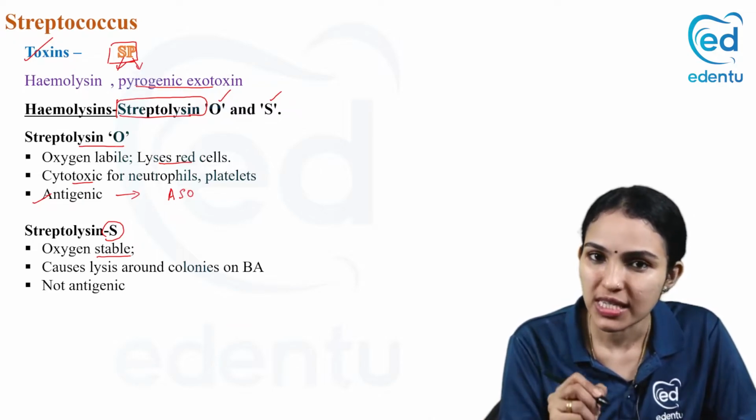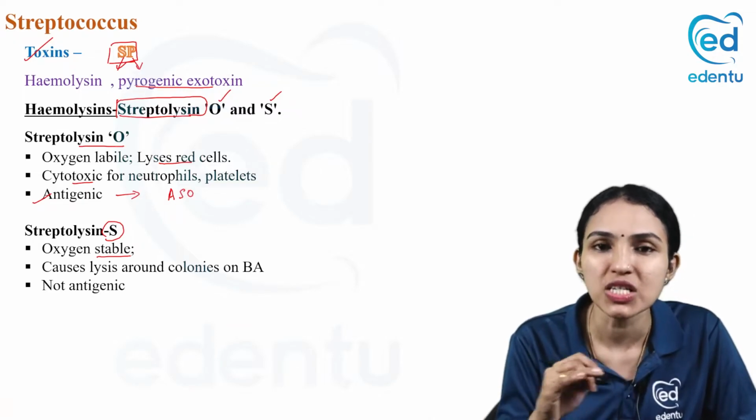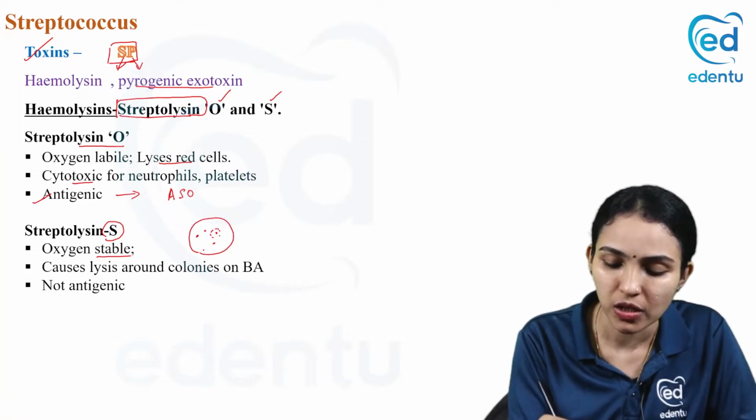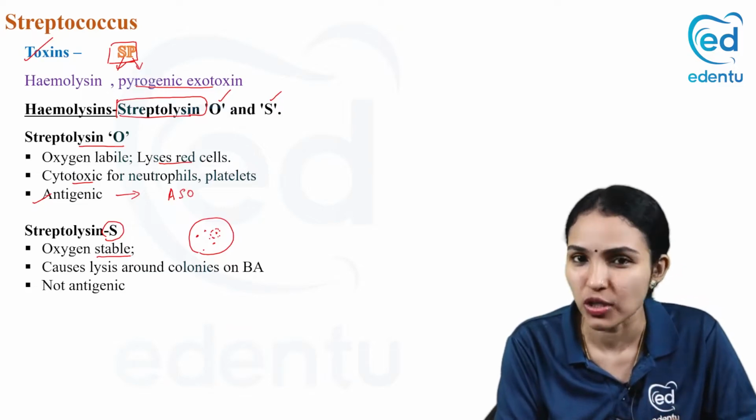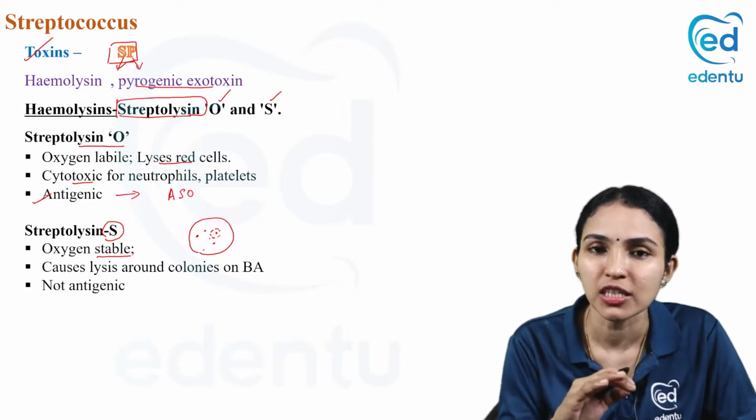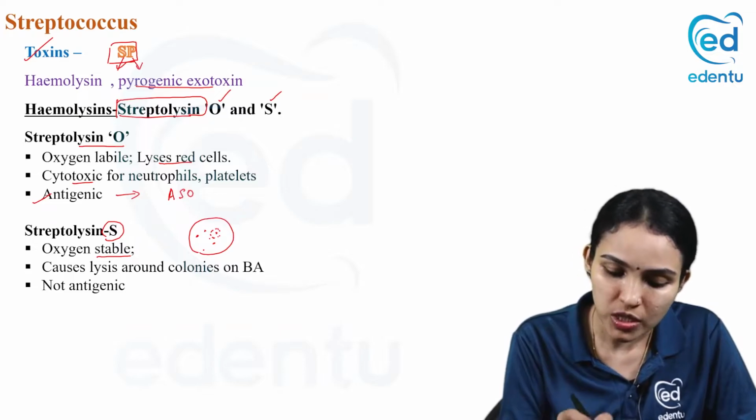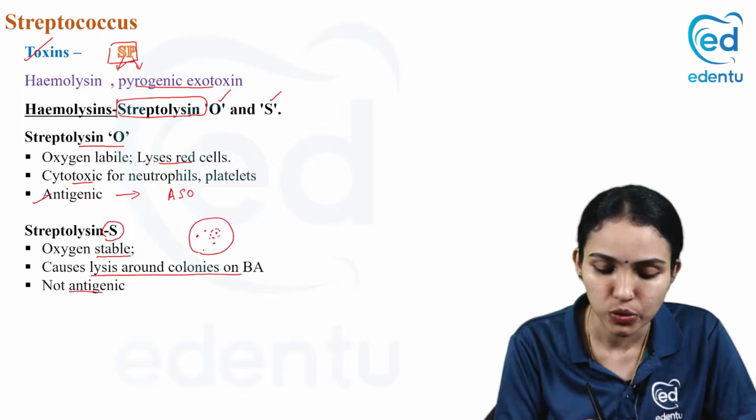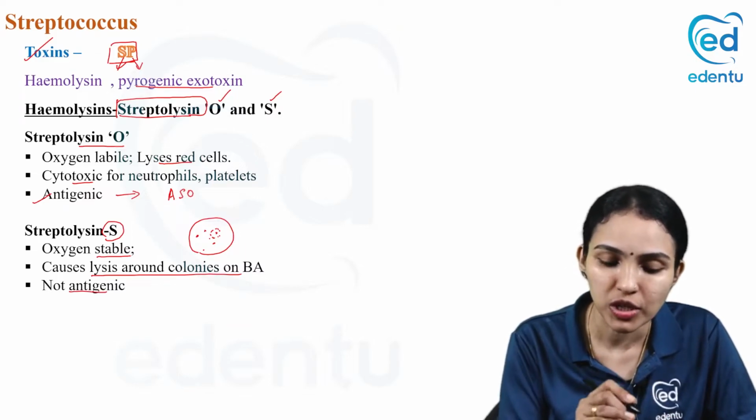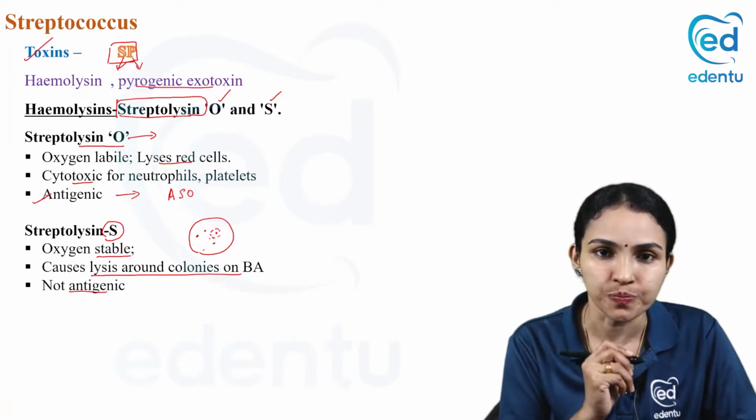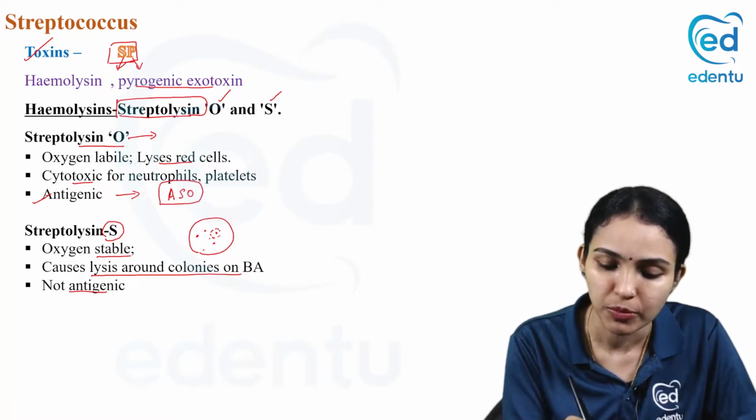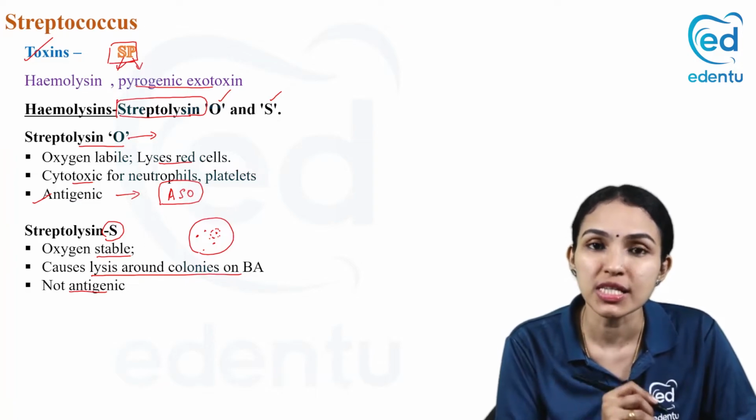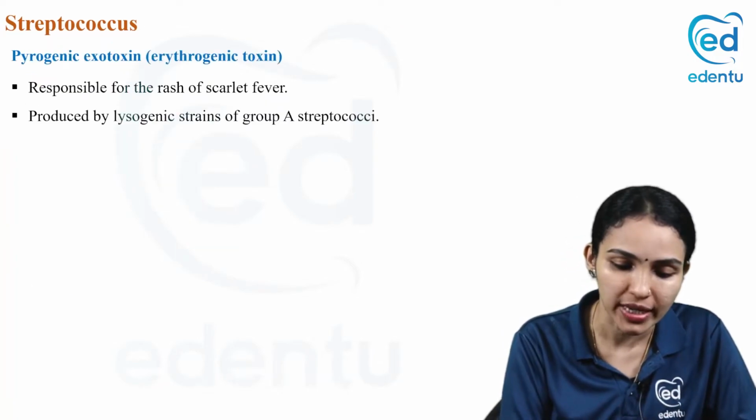Now, what is the role of streptolysin S? It is oxygen stable. If you have a blood agar plate with colonies, you get lysis around the colonies. This is because it is producing streptolysin S. Since it is oxygen stable, it can cause lysis even on the surface of agar. So that is responsible for the lysis around the colonies on blood agar, and they are not antigenic. They don't elicit the production of antibodies. So antibodies are produced only against streptolysin O. You can detect these ASO antibodies for diagnosis of streptococcal infection. So these two are the hemolysins produced by Streptococci, streptolysin O and S.